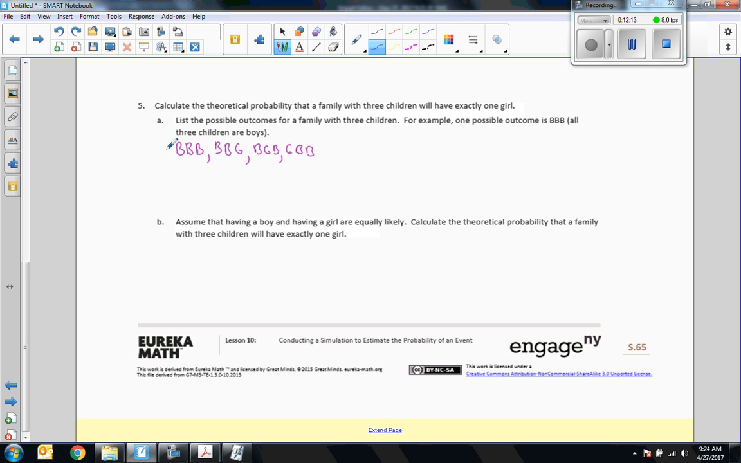So notice what I'm doing here. I'm starting with all boys. I introduce 1 girl into the 3, first in the last position, and then I move it to the 2nd position, and then to the 1st, rearranging the others. And once I've done that, now I've got to have one possible outcome where there is a boy first, and then a girl, and then another girl.